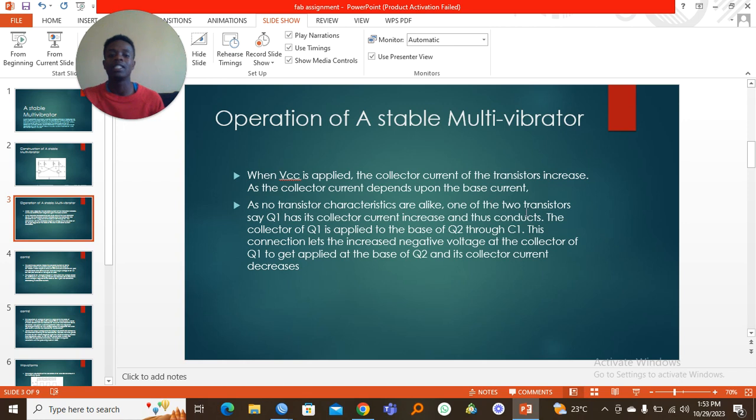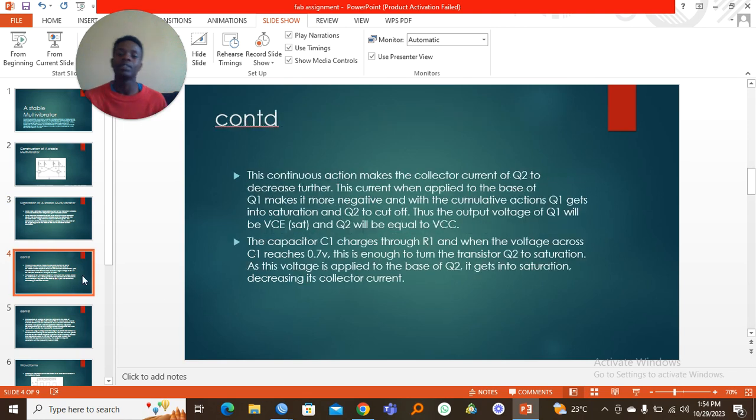As no two transistor characteristics are alike, one of the transistors, say Q1, has its collector current increase and thus conducts. When it starts conducting, the collector of Q1 is applied to the base of Q2 through C1. Hence, this connection lets the increased negative voltage at the collector of Q1 get applied at the base of Q2, and its collector current decreases.